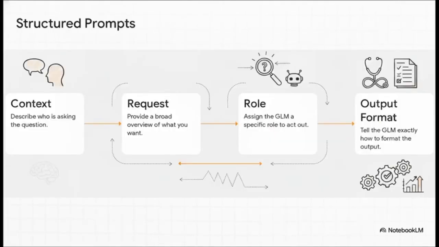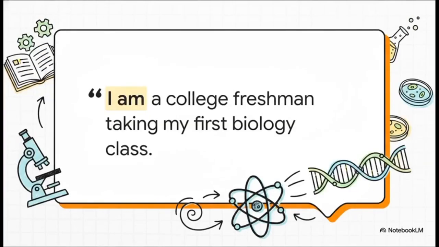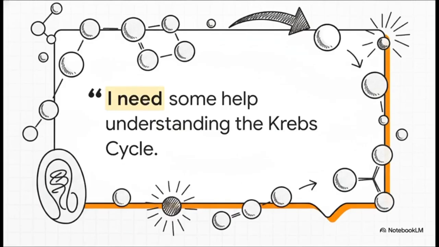Structured inputs boost accuracy. Just define the context, the request, the role, and the output format. Step 1 is context. Saying you're a freshman biology student sets the absolute perfect knowledge baseline. Step 2 is the request. Just state clearly that you need help understanding the Krebs cycle.